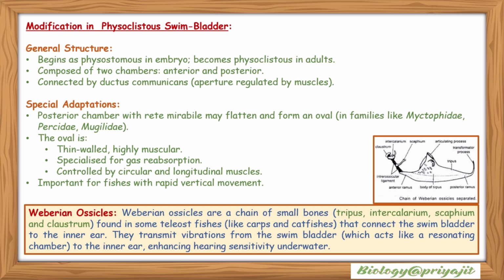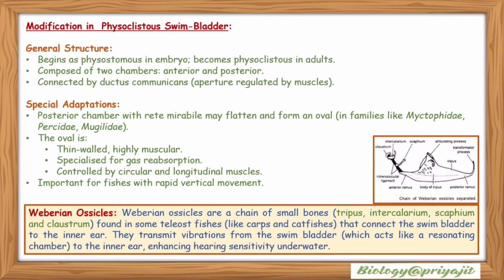Special adaptations: the posterior chamber with rete mirabile may flatten and form an oval in families like Myctophidae, Percidae and Mugilidae. The oval is thin-walled and highly muscular, specialized for gas reabsorption, controlled by circular and longitudinal muscles, important for fishes with rapid vertical movement. Weberian ossicles.